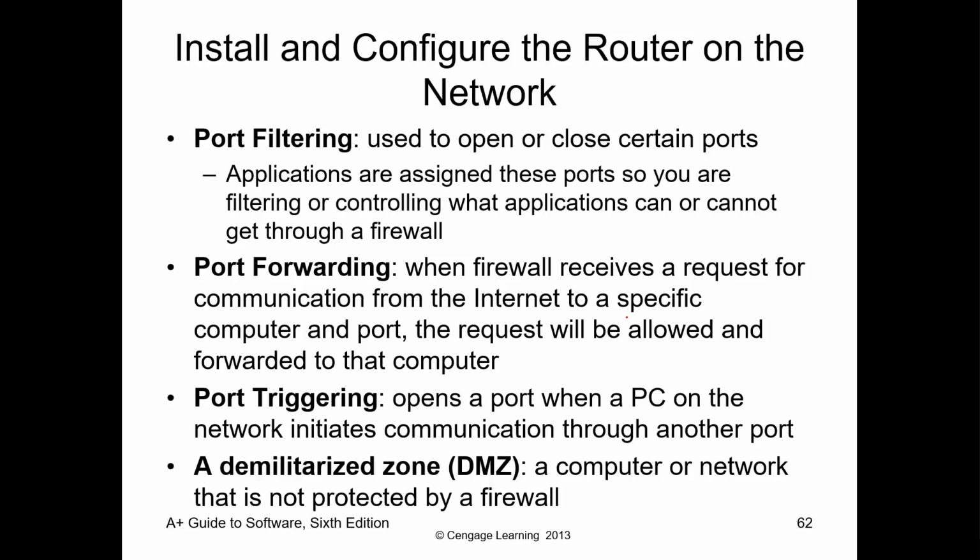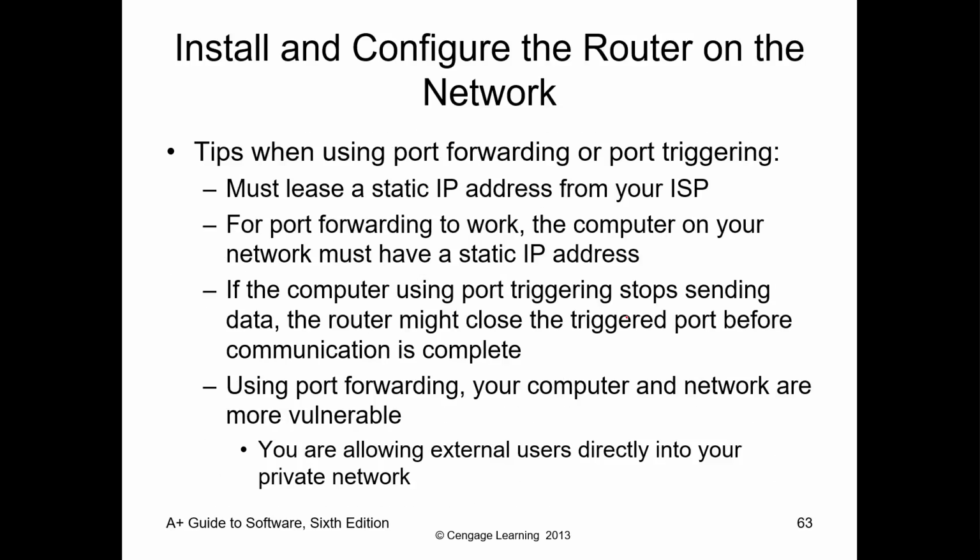Port triggering opens a port when a PC on the internal network initiates communication through that port. So you can block all ports except for those that are triggered. Meaning, if someone from the inside requests something, that port will be open for that device. Lastly, the DMZ or demilitarized zone, and this is going to be normally in between the router and your ISP, and that allows for outside access, but is less secure. So tips for using port forwarding. Normally you want to set it so that a specific port is going to a specific computer on your network.